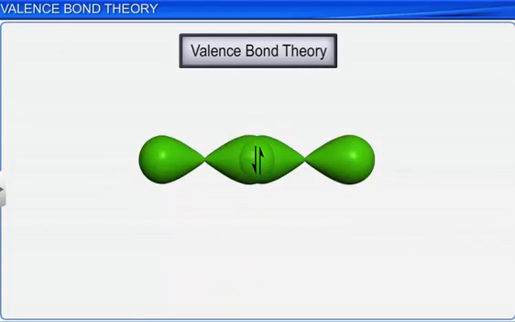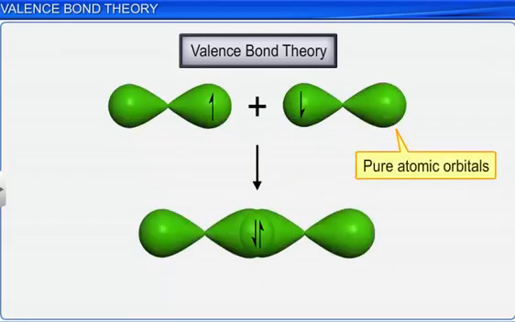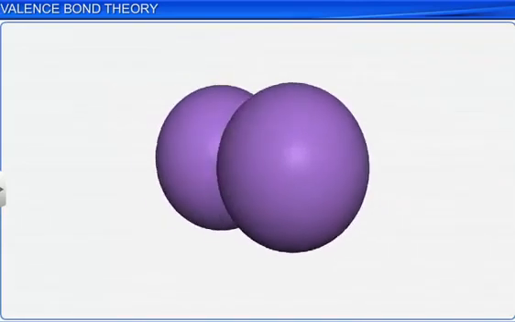Each of the overlapping orbitals contains an unpaired electron of opposite spin. The electron pair is shared by both the atoms. The strongest bond is formed when the orbitals of the two atoms overlap to the maximum extent. Let's explain the formation of the hydrogen molecule on the basis of this theory.